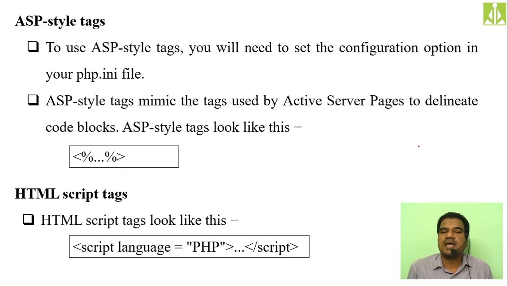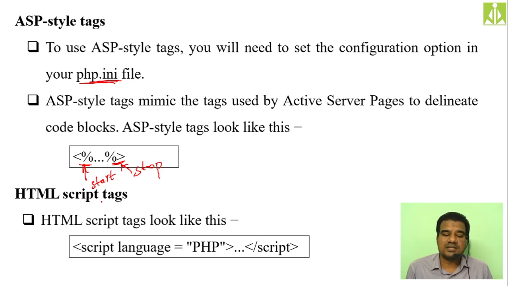The next thing is ASP, active server page style tagging, and it also requires your php.ini file configuration. Here you can see the active server page configuration, and over here you can use this as the start token and this as the stop token. So for this also to work, we need to do some settings inside the php.ini file. Again, I don't want to do that.